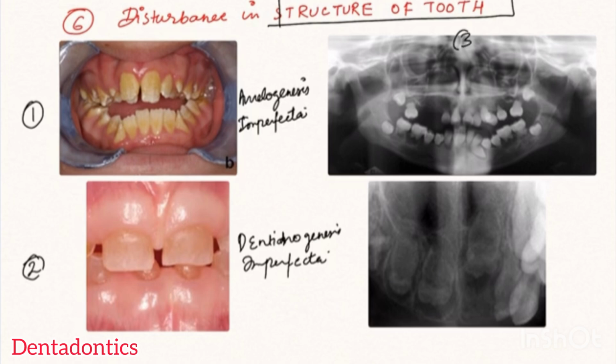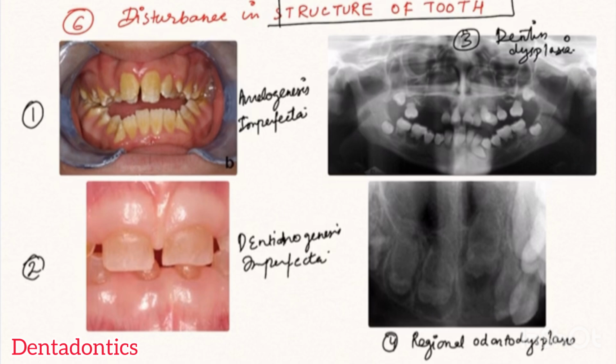Then third is dentin dysplasia, where there is abnormal dentin deposition and the enamel deposit is normal but the dentin is atypical. It is an autosomal dominant pattern. Then fourth is regional odontodysplasia. This is also known as ghost teeth, because as you can see in the radiograph, this appears ghost-like in appearance. There is no well formed structure, and there is atypical deposition of the dentin.